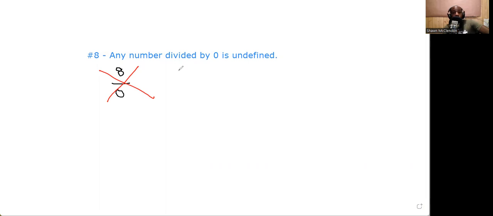Again, if we're talking about 0 divided by 8, yes, that's 0. But 8 divided by 0, or any number divided by 0, is undefined. That's a situation you call undefined. So you cannot do that. Make sure you remember that. If the 0 is in the denominator, or something is being divided by 0, undefined, can't do it.